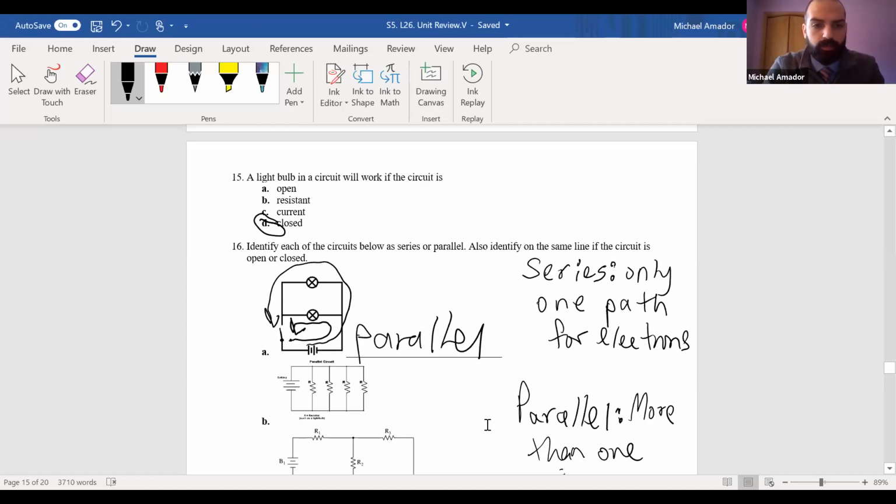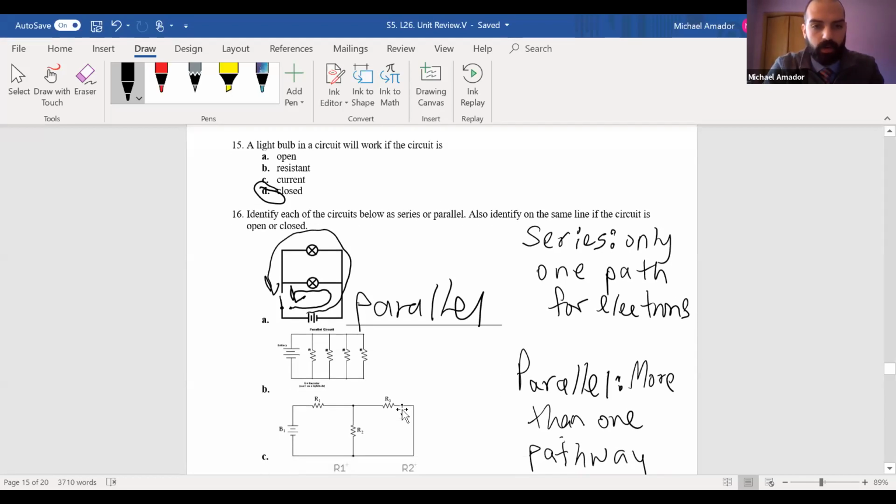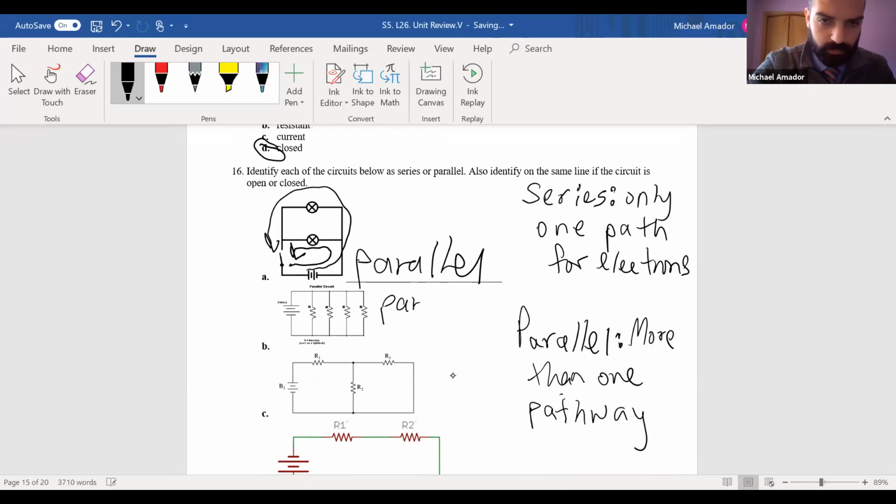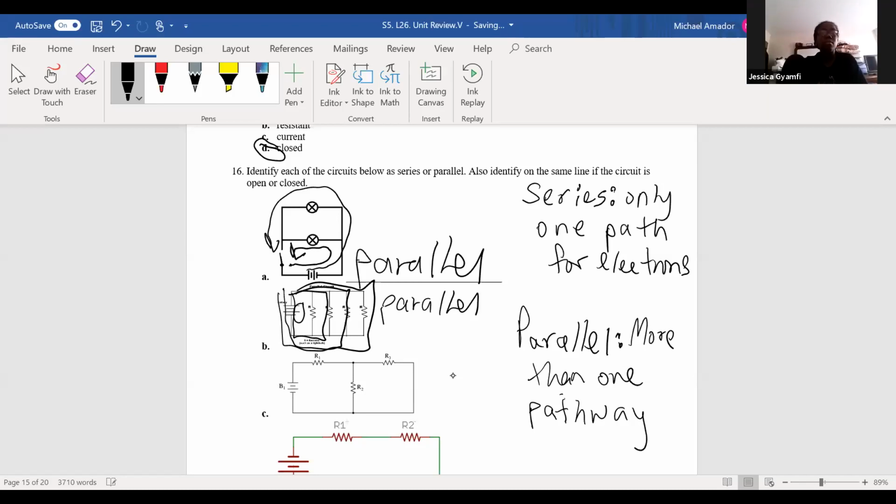Jalen, for B, do you think that that's parallel or series? Parallel. How many different pathways are there in that circuit? 4. Yeah, there's 4 pathways. Each of these loops: there's one there, then there's one here, and then there's one that goes a little bit bigger, and then finally the biggest loop that goes around the whole thing. There's 4 different paths.